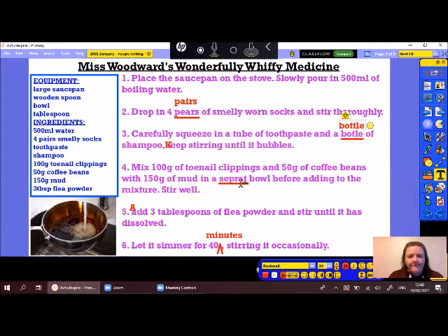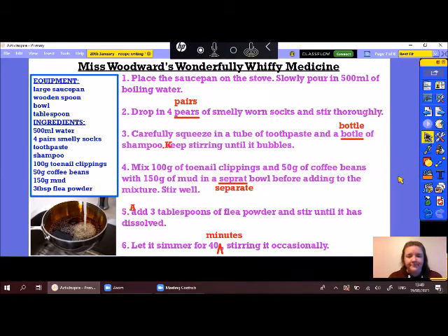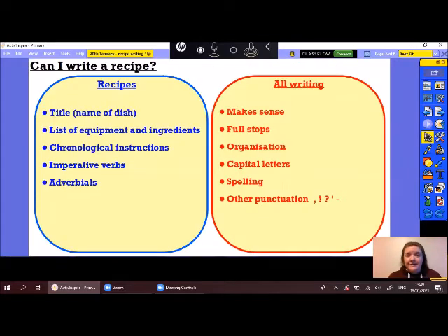And the third word I found is separate. 150 grams of mud in a separate bowl. So I had to look that one up, but I now know how to spell it. So I'll put it there so that when I write up my work neatly, I'll know how to spell it. Have a look through yours and see if you can find any spelling mistakes like I did. Well done, you're doing a really good job. We're on the last thing now.